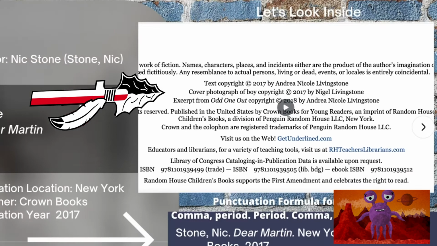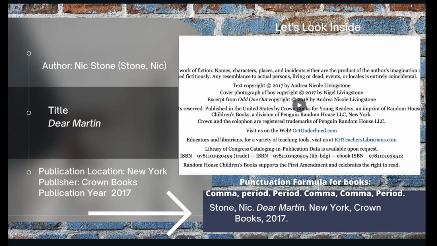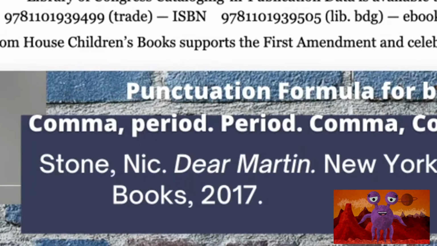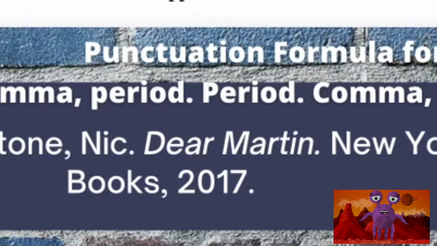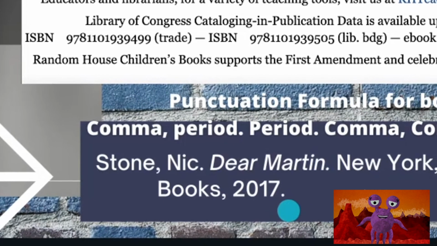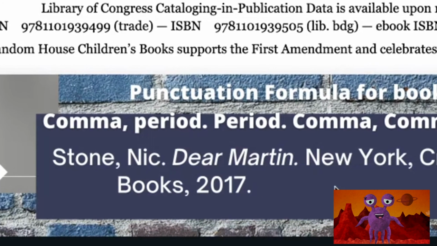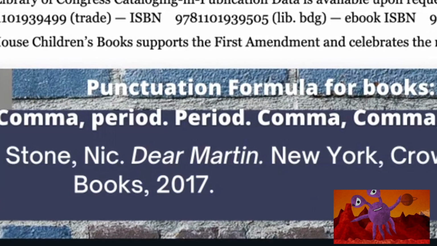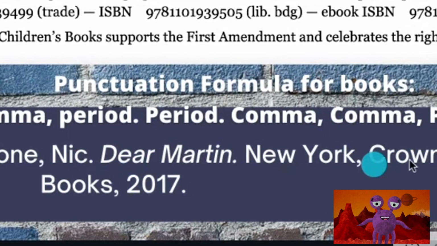Boom. Done. So I'm going to put it in the right format that I'm supposed to have, which is author's last name, comma, first name, period. The titles of books are always italicized. So that way we know this is a longer work. We know it's a whole book. Now, if I were referencing just a short story in a book of short stories or a poem in a whole book of poems, then I would put this in quotation marks, but I would still italicize the book title. Now I need to plug in the city it was published, and then the publisher, and then the year. Now for these, they're all separated by commas until you get to the year, and we put a period. So I have New York, comma, Crown Books, comma, 2017, period.